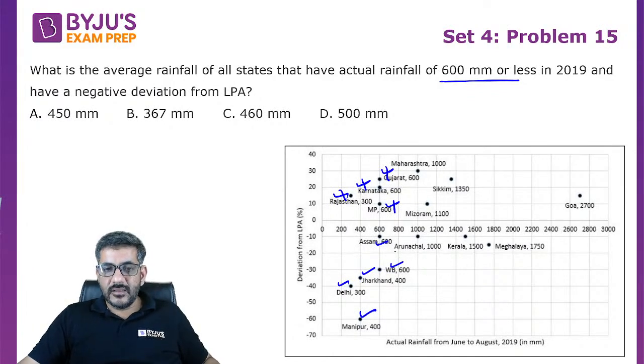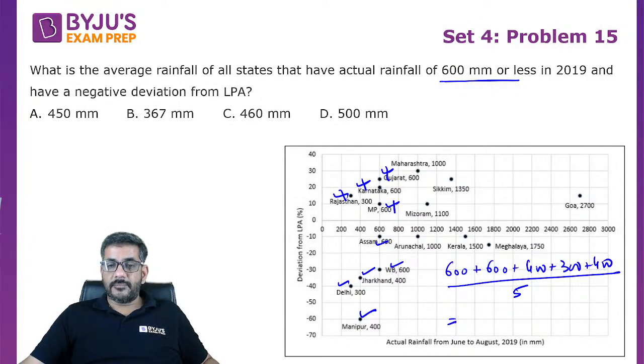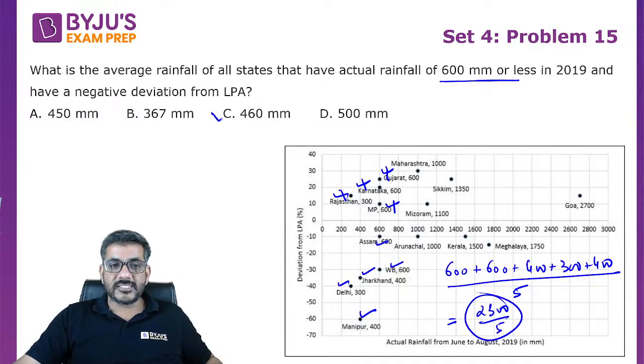Let's calculate. For Assam it is 600, for West Bengal 600, Jharkhand is 400, Delhi is 300, Manipur is 400, divided by 5 is the average rainfall. 6 plus 6 is 12, plus 4 is 16, plus 3 is 19, plus 4 is 23. 2300 divided by 5 gives you 460 mm as the average rainfall.